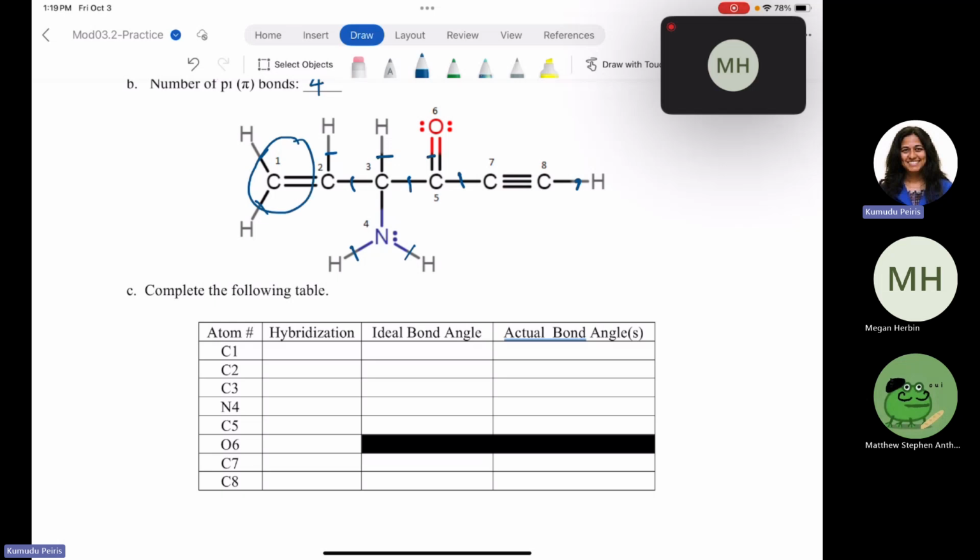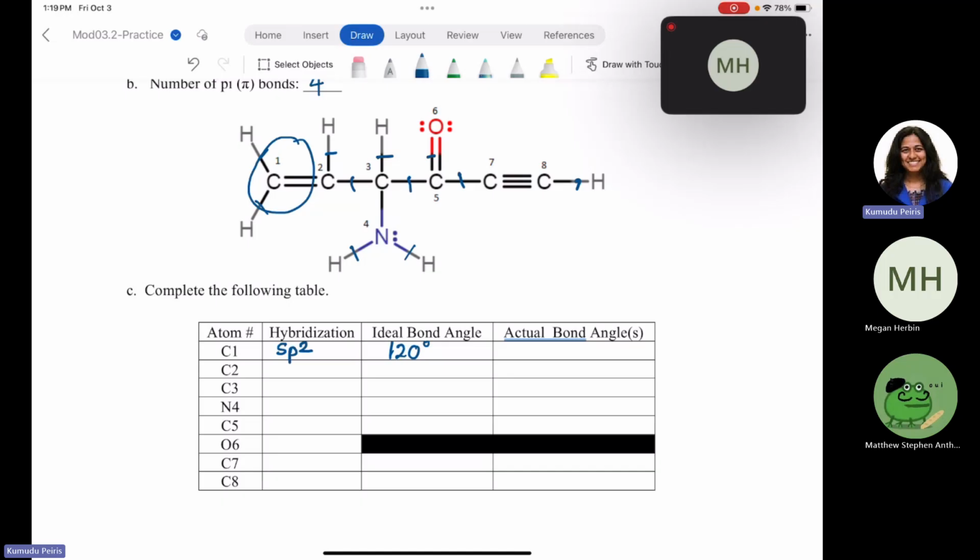In order to find the hybridization, we count only the sigma bonds and non-shared electron pairs. Carbon 1 doesn't have any non-shared electron pairs. We count only the sigma bonds. There are 3 sigma bonds. We need 3 orbitals, so the hybridization will be sp2. So sp2 is a trigonal planar geometry, 3 things. Ideal bond angle will be 120 degrees.